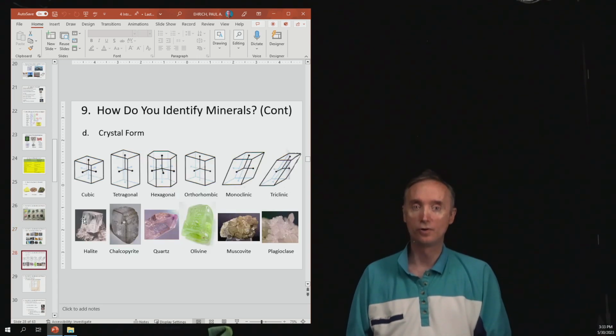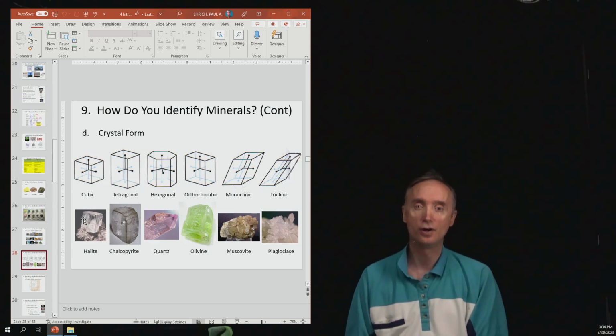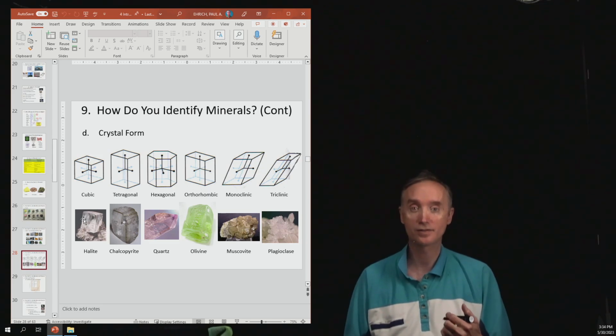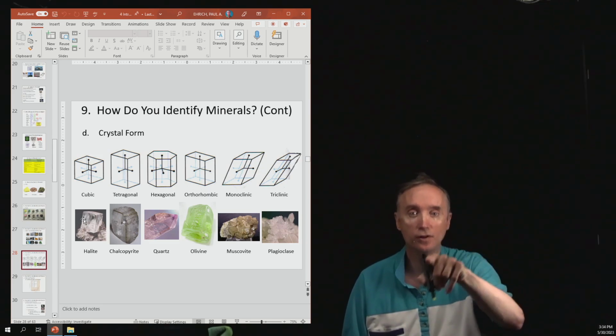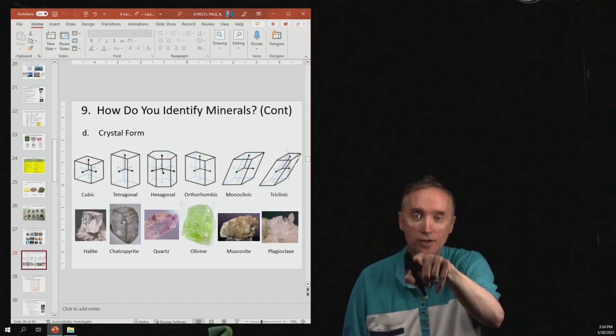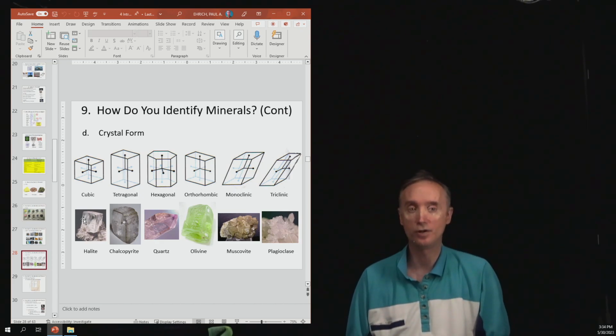Okay, crystal form. So what is the shape of the crystals for that particular mineral? And I said that you should know salt. So halite is a cube. Another good one to know is quartz. So quartz makes a hexagon. So if you look at the hexagonal one, an example of that would be quartz crystals.